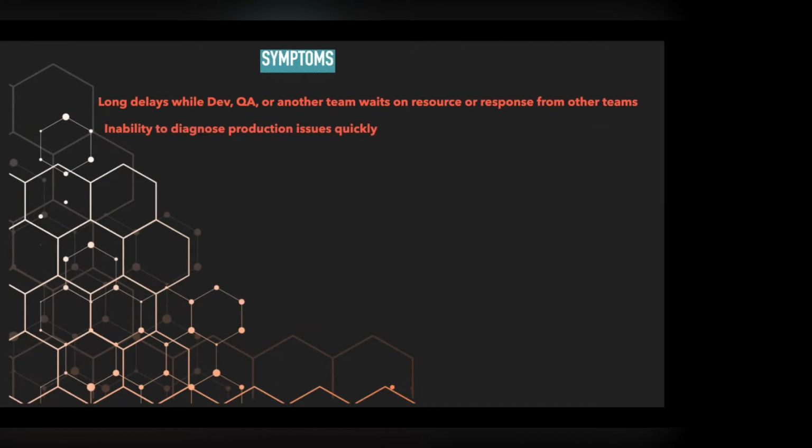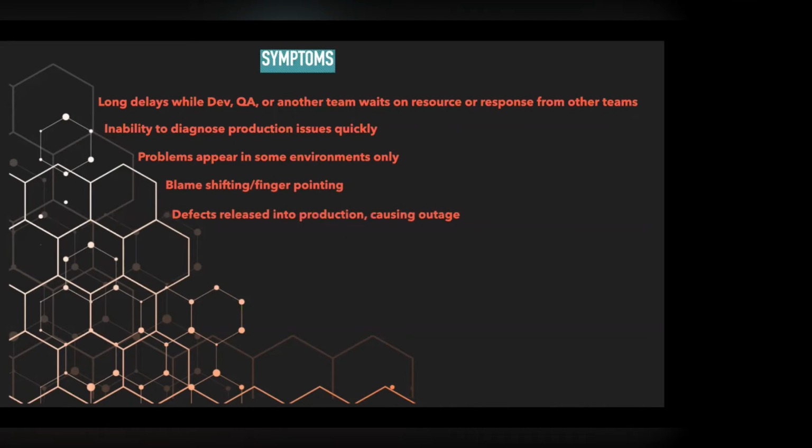There is an inability to diagnose production issues quickly. This is because, before DevOps and before Agile, many companies were using waterfall methodologies. As many of you know, Agile came in 2001 as a methodology, and DevOps is one part of the Agile methodology. Problems appear in some environments only. There is blame shifting, finger pointing, and defects released into production causing outages. Manual error is commonly cited as the root cause. Releases often fail, and there are quality of life issues in IT.